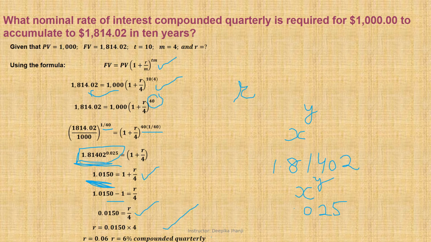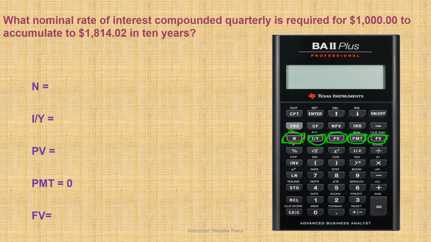If we use the calculator, our steps will be different. Let's do the same question using the calculator, entirely calculator, no formula. To use the calculator, we focus on 5 features of the calculator and write down these 5 variables on a piece of paper. Out of these 5 variables, 4 variables will have been provided and we need to calculate the 5th variable.